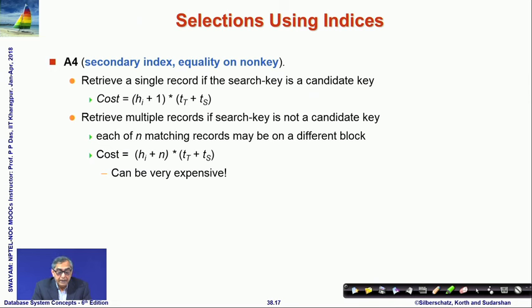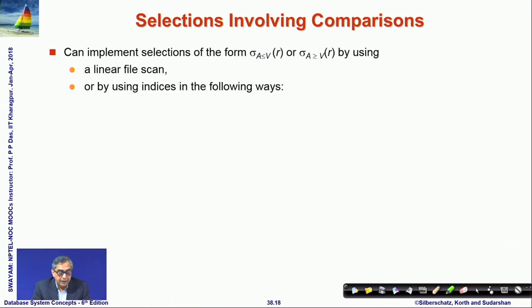But if it is not a candidate key, then there could be multiple records that will have to be finally retrieved. So, if there are n records, then first you will need h_i to locate the first record, times, of course, h_i times the transfer plus seek cost. And if there are n records, then you will need, for each one of them, because they are on a secondary index and non-key, to retrieve them one by one, and every time you will need a seek and transfer time. This can, as you can understand, be quite expensive if n turns out to be large, which will often be the case.